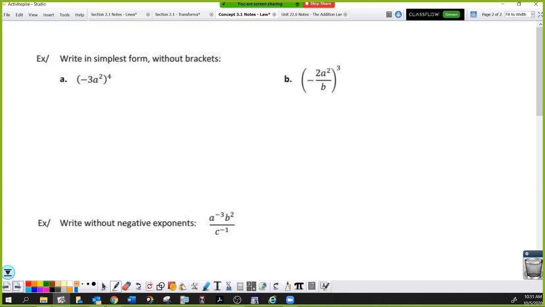Write in simplest form without brackets, by the way. Parentheses are known as brackets all around the world, just so you know. It's like in America, I think we're the only people that call them parentheses, and that brackets are the straight line things.